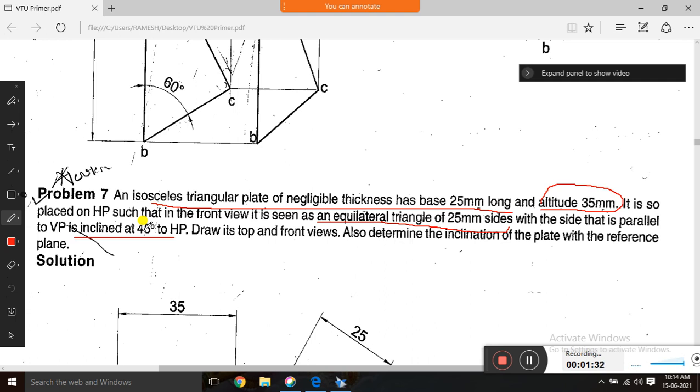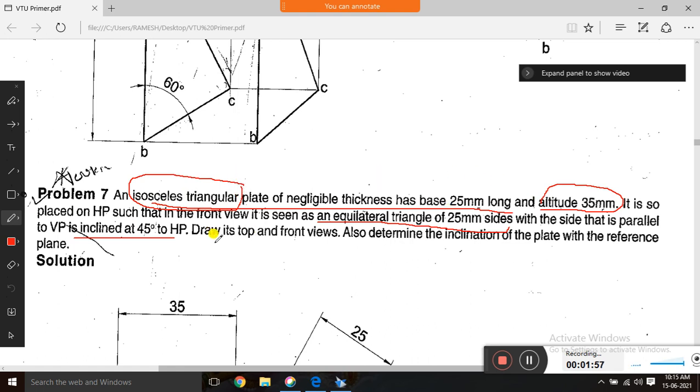If you give the inclination, from the inclination we get the front view, correct? But here they directly give the front view, and from the front view we are going to get the inclination. Clear? Okay, and from this problem, first you have to identify this is an isosceles triangle, meaning two sides are equal, first thing.